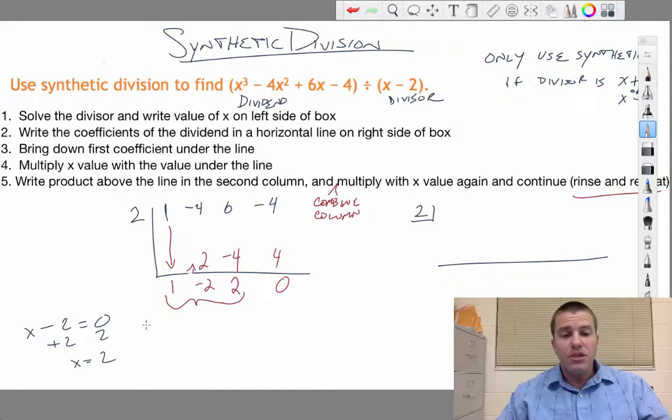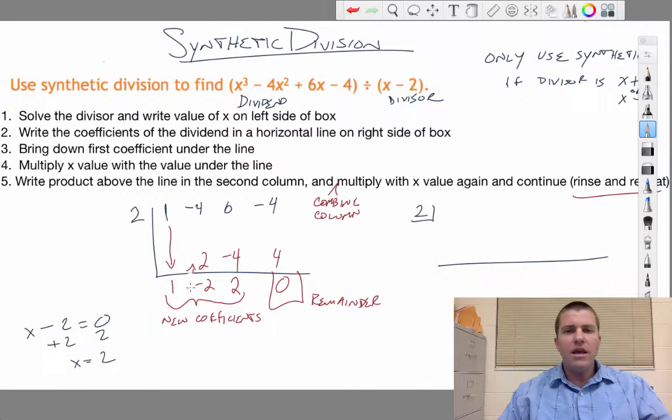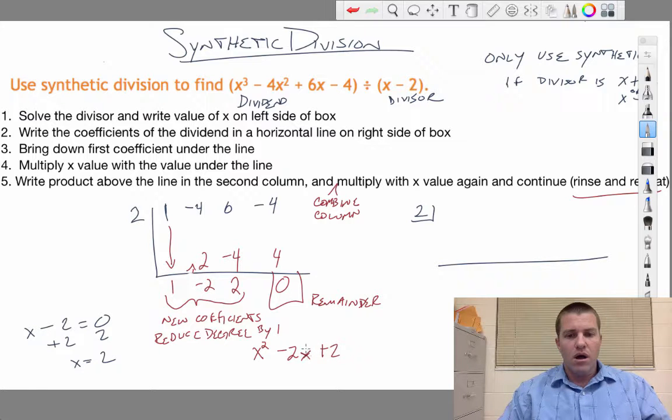So the last couple steps to finish it: these are your new coefficients, and the last one is your remainder. So when I'm writing the new polynomial, or the quotient, I'm reducing the degree of what it was originally by 1. So instead of being x to the third, now it's going to start with x squared. So it's going to be x squared minus 2x plus 2, and a remainder of 0, so I don't need to write that part, and that is my quotient.